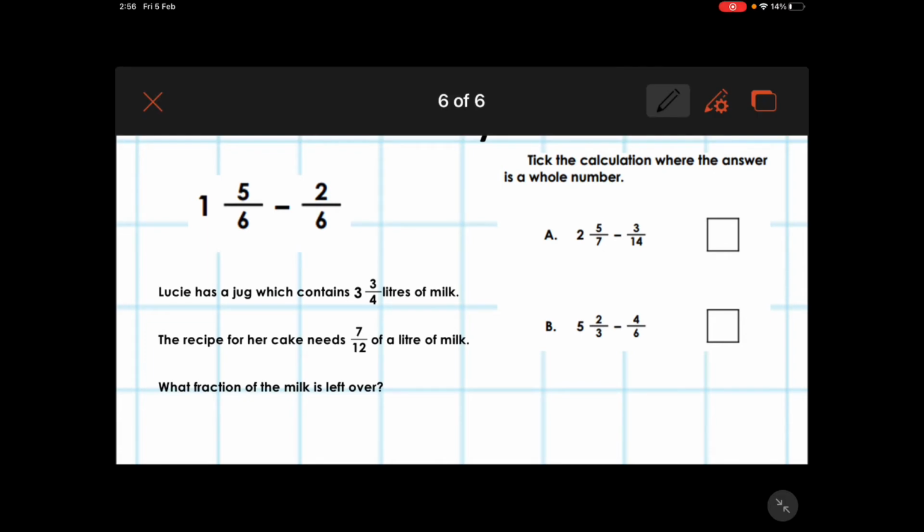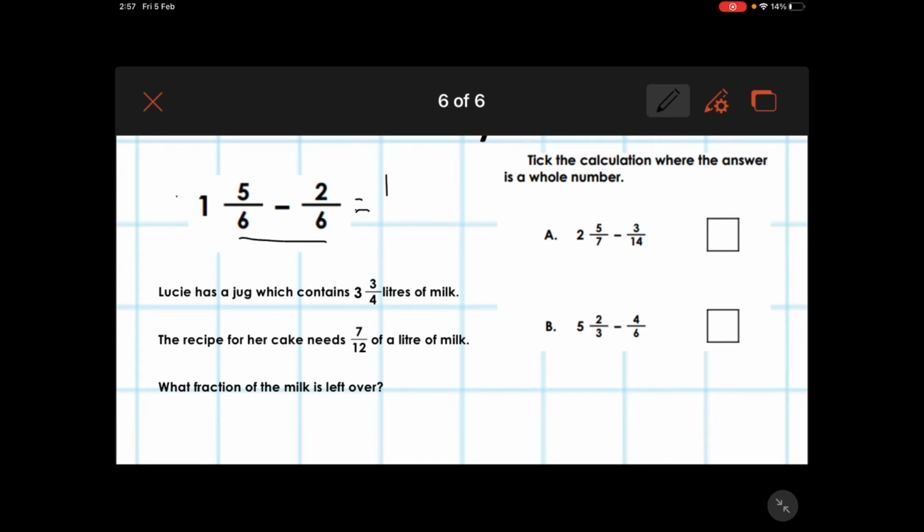Okay, hopefully you've had an opportunity to go through some of these questions. Having a look at this one first, 1 whole and 5/6, subtract 2/6. Now this is a nice and straightforward one because you will see that they have the same denominator. So in this instance, I'm not going to convert the mixed number into an improper fraction because I already have a common denominator of 6.